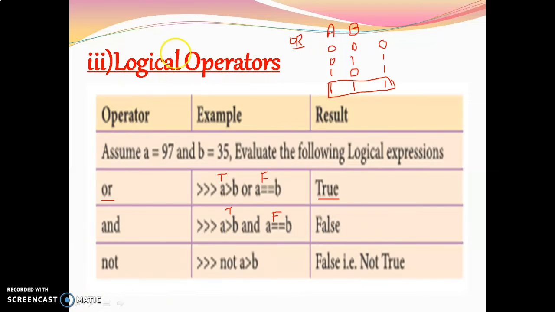Okay. And then the NOT operator. The NOT operator is used to give the opposite value. That is, if you pass a false input, it returns true, and if we give a true input, it returns false. Complement values. Okay, not A greater than B, 97 greater than 35. The condition is true, but we are using not, so it shows the result false.